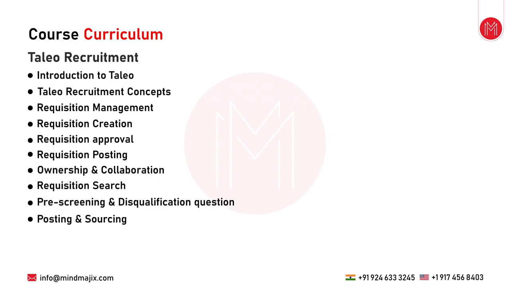Once the hiring manager fills in all these details, next the recruiter comes into the picture. Here we have something called ownership and collaboration. So what is this? Who is the owner? The person who raises the requisition is the owner. In our case, the hiring manager is the one who raises the requisition, so the hiring manager is the owner of the requisition. And in addition to that, the hiring manager selects the recruiter.